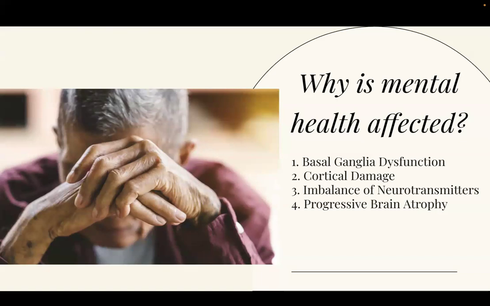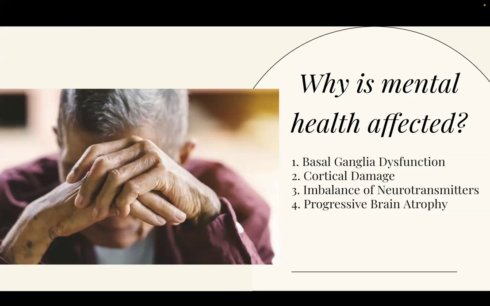Number two, the frontal and temporal lobes. The prefrontal cortex is responsible for judgment, impulse control, and planning, which is extremely affected with this disease. Damage leads to poor decision making and cognitive decline. The temporal lobe processes emotions and memory, which also is affected, which is what causes the depression and anxiety.